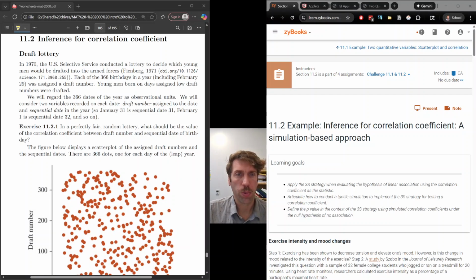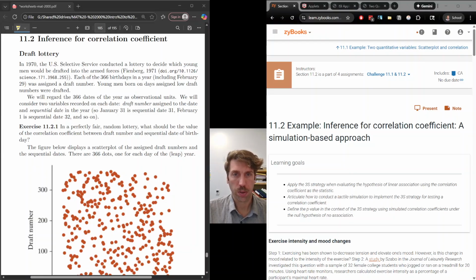Each of the 366 birthdays, because you include the leap day, was assigned a draft number. Young men born on days assigned low draft numbers were drafted. So we'll regard the 366 days of the year as observational units. We'll consider two variables recorded on each date: draft number, assigned to the date, and sequential date in the year.